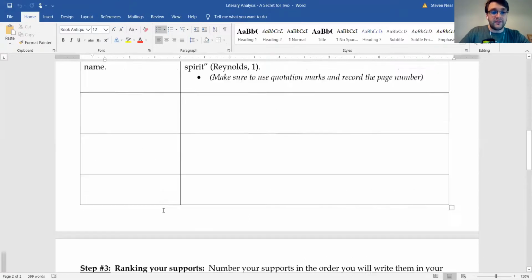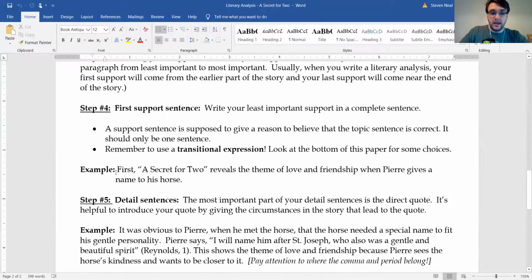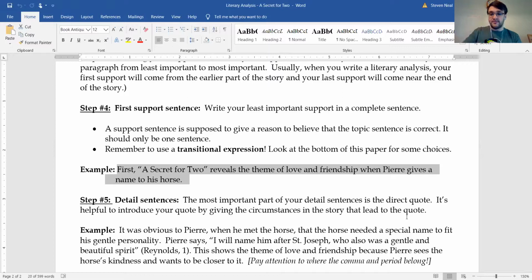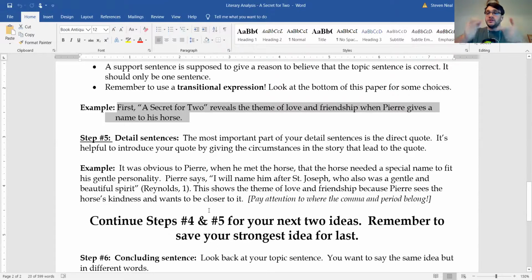So I'm going to build off of my idea that Pierre gave his horse a name. And my example support sentence is, first, A Secret for Two reveals the theme of love and friendship when Pierre gives a name to his horse. We're focusing in on this moment, when Pierre gives a name to his horse. Then with the detail sentences, we're going to introduce a direct quote, and we're going to explain its significance. Why is this important?